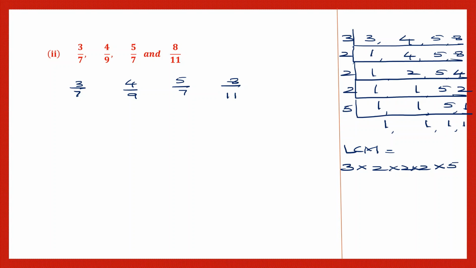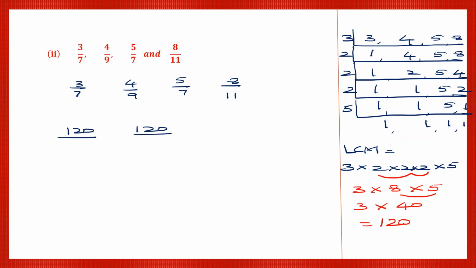So let's multiply all the 2's first. 2 2's are 4, 4 2's are 8. So this is 3 into 8 into 5. So 3 into 8 5's are 40. So we can make it easier that way. 8 into 5 is 40. So 3 into 40. We know that 3 4's are 12, so add the 0, you get 120. So 120 is our new numerator. So let's write that down: 120 for all 4 fractions. The numerator is now equal.